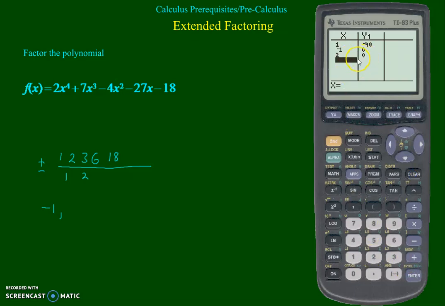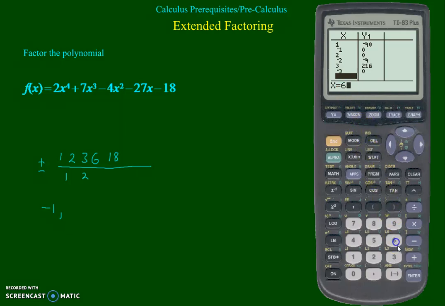And 2 is a 0. So we now have 2 zeros of this thing. Let's keep going and see if any more. Let's try -2. Let's try 3. -3. Oh, and we got a -3 as a 0.